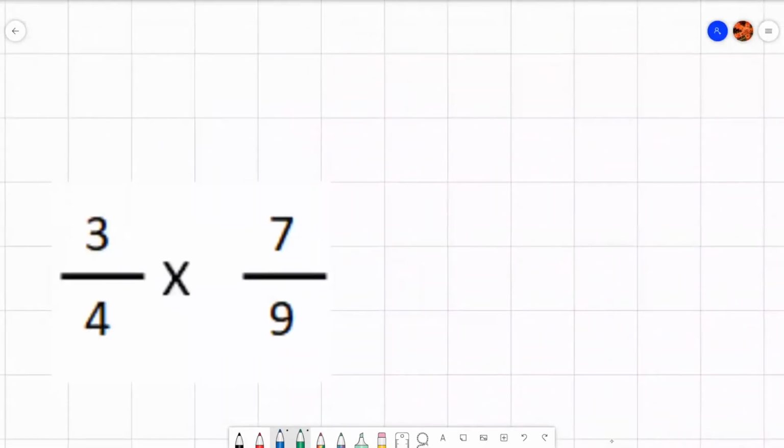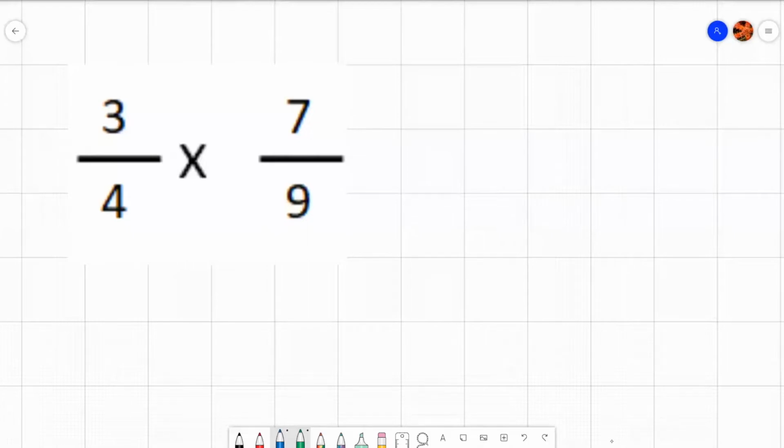Let's have a look at another example. 3/4 times 7/9. So again, because we're multiplying, we just multiply the tops together and the bottoms together. So 3 times 7 is 21 and 4 times 9 is 36. Again, if you can simplify your fraction, please do so. What number can I divide 21 and 36 by? I know that 21 and 36 are both in the 3 times table, so I can divide them by 3. 21 divided by 3 is 7 and 36 divided by 3 is 12. I can't divide these numbers by anything else, so my simplified answer is 7/12.